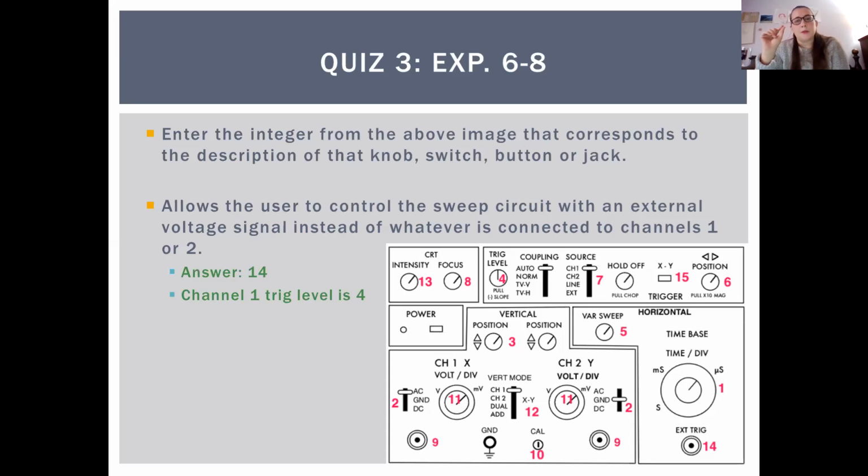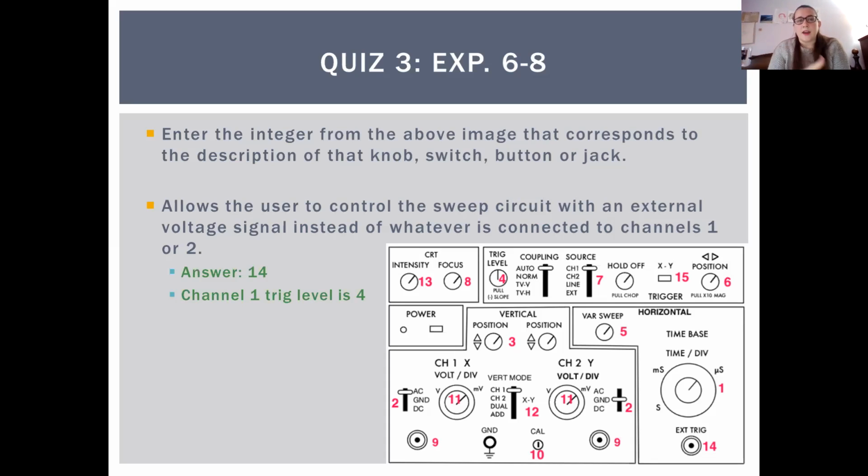If you remember playing around with those trig knobs, they allowed you to change the speed of the beam as it goes across the screen. So that's how you could freeze an image on the screen if you got it to the correct place. Or if you turned it way down, you could see it just moving really, really slow. And so that was kind of entertaining sometimes. But anyway, it's going to be one of those trig knobs.